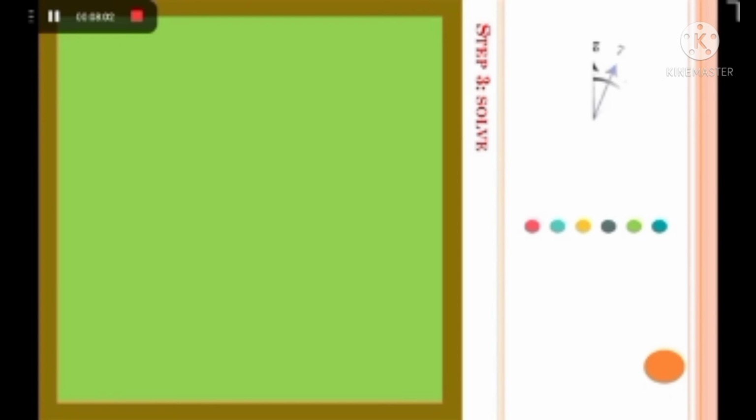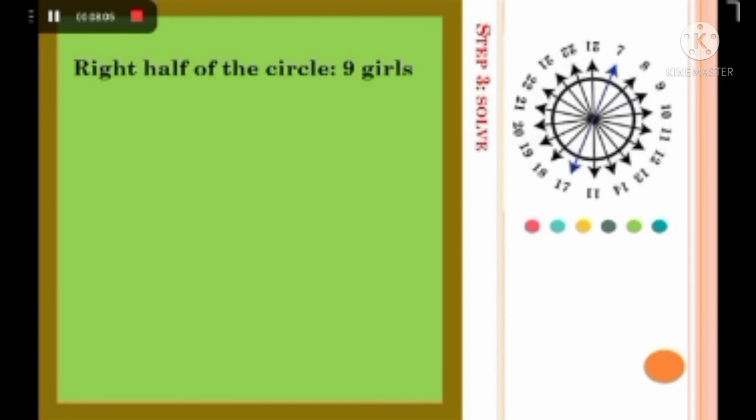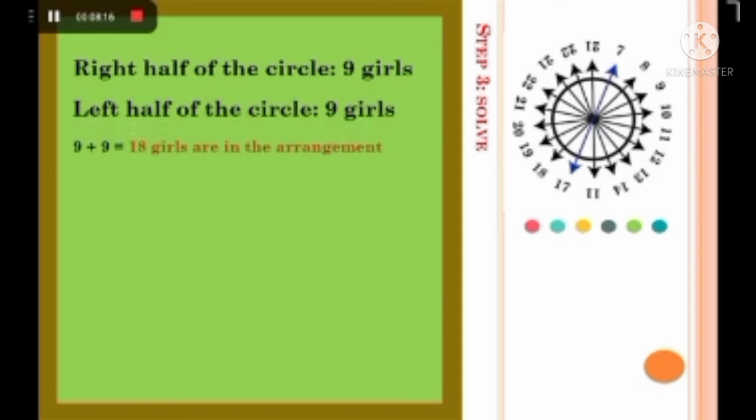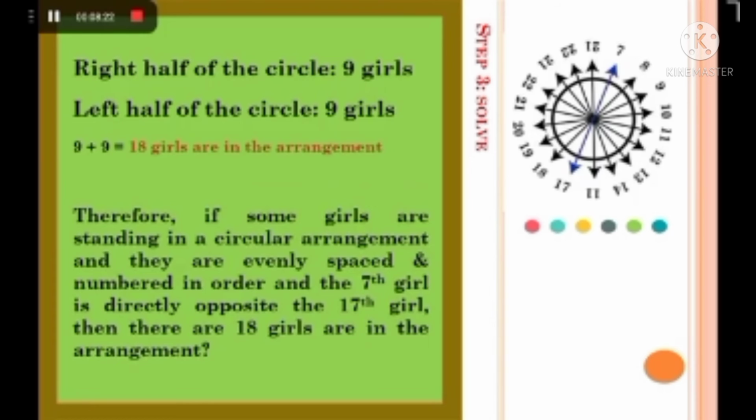So, step 3, we solve. On the right half of the circle, we have 9 girls. On the left half of the circle, we have 9 girls. Since it is symmetric, then 9 plus 9 is equal to 18 girls in the arrangement. So, therefore, if some girls are standing in a circular arrangement, evenly spaced and numbered in order, and the 7th girl is directly opposite the 17th girl, then there are 18 girls in the arrangement. So the answer is 18 girls.